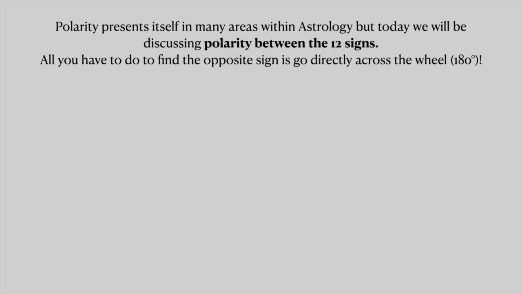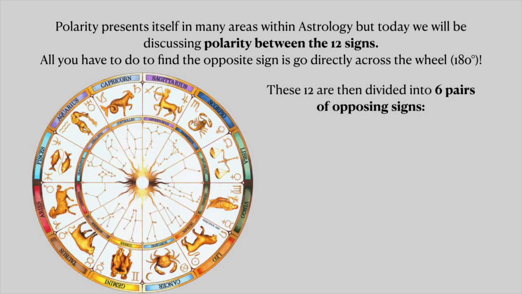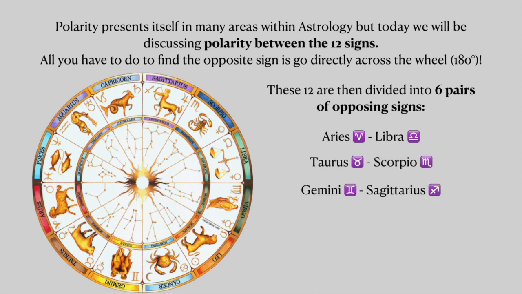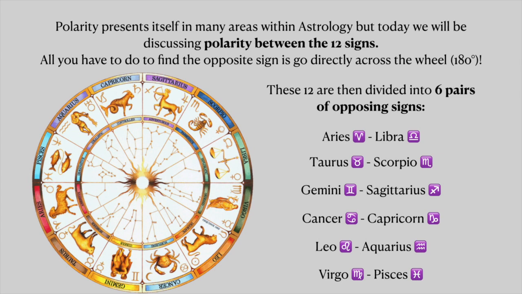Polarity presents itself in many areas within astrology, but today we will be discussing polarity between the 12 signs. All you have to do to find the opposite sign is to go directly across the wheel, 180 degrees. These 12 are then divided into 6 pairs of opposing signs: Aries and Libra, Taurus and Scorpio, Gemini and Sagittarius, Cancer and Capricorn, Leo and Aquarius, and Virgo and Pisces.